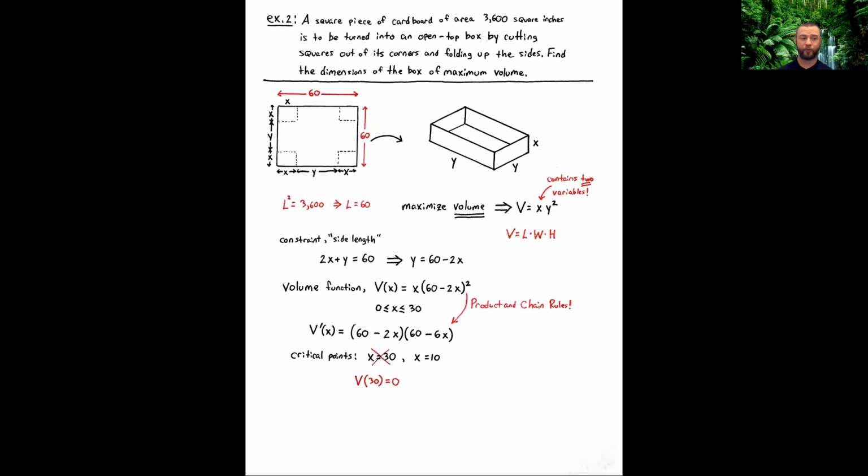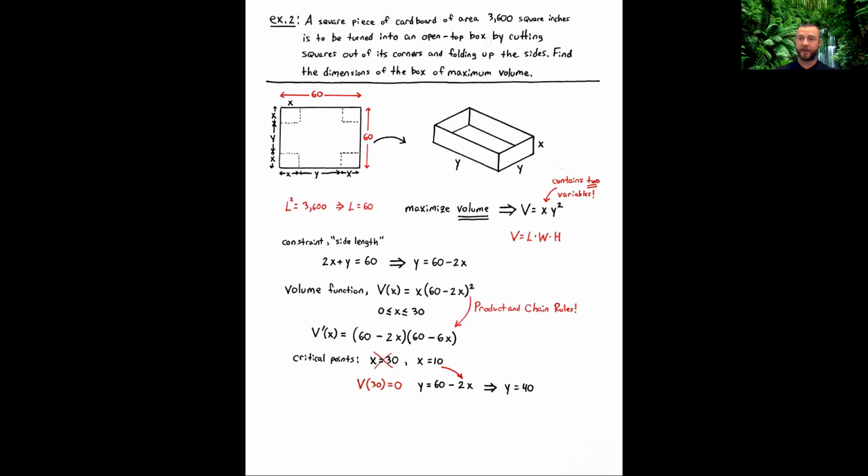Now, we can rule out x equals 30. Plug that into your volume function. If you plug in x is 30, that gives a volume of 0. If you make x 30, you are cutting out the entire piece of cardboard, so there's nothing left to fold up to give you a volume. So that gives us something that's a little nonsensical. X equals 10 will correspond to our absolute max.